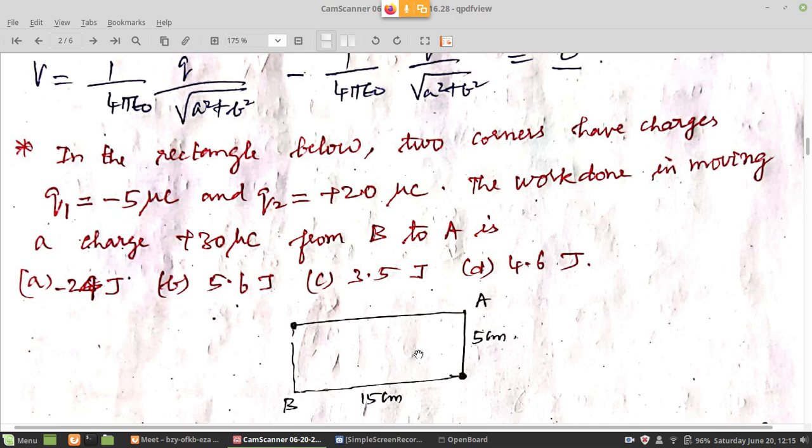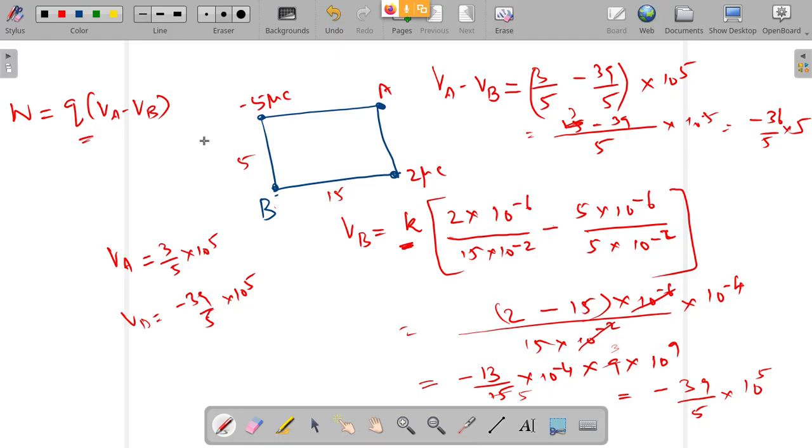See, one thing you have to understand, Kiran, from B to A, whether you are going or from A to B you are going, the difference is what you have to see, right, between the two points. Okay, so for the point that you are getting negative, you have to just subtract. So the potential at this point and the potential at that point you have to subtract. VA is positive, VB is negative. So here what we are doing, 3 by 5 minus 39 by 5. So it is minus 36 by 5.